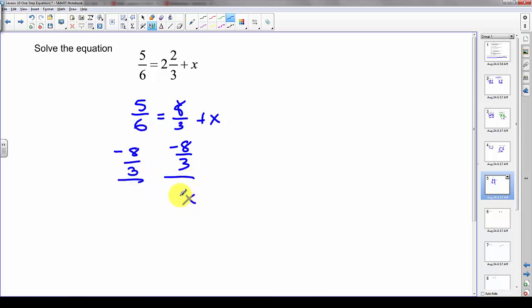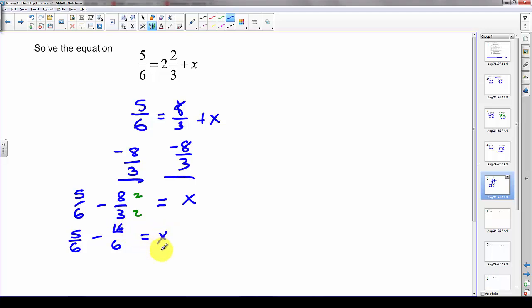This gives me an x on this side, and now I prefer to write these in a horizontal position. I have 5/6 minus 8/3. I get common denominators, so I have 5/6. Notice in order to make this a 6th, I'm going to have to multiply both the top and bottom by 2. So in doing so, that's going to get me a 16.